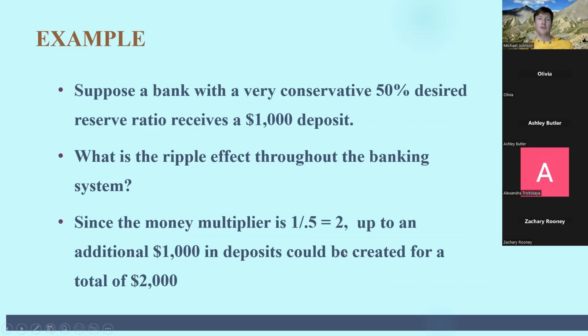And then suppose the bank with a very conservative 50% desired reserve ratio receives a $1,000 deposit. What is the ripple effect throughout the banking system? So since the money multiplier is 2, up to an additional $1,000 in deposits could be created for a total of $2,000.